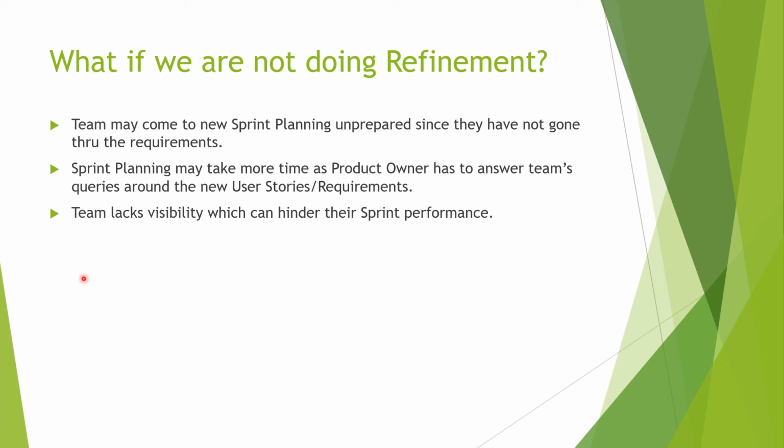The third impact is that the team lacks visibility, which can hinder their sprint performance. Agile and Scrum are all about being transparent and visible in our approach. If the team does not get a clear chunk of requirements, or starts a sprint without a clear view of what needs to be done, that can hinder their performance. That's why it's very important that in the last week of the current sprint, we take some time and do the backlog refinement to help understand what is coming the team's way.